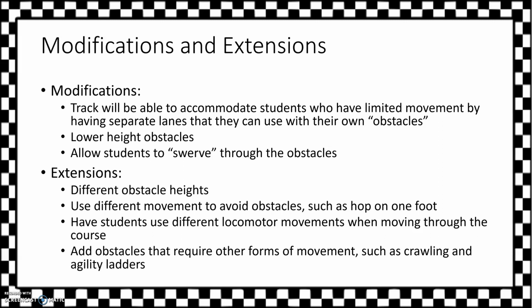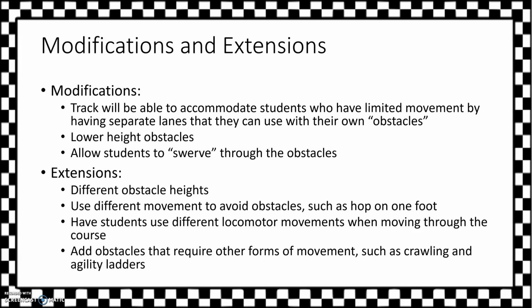I could either add another lane with different obstacles in it, or keep the lane and just change the obstacles. Use different movement to avoid obstacles, such as hop on one foot. So instead of having them just jump, I could have them hop on one foot and land on the same foot, hop on one foot, land on a different foot.